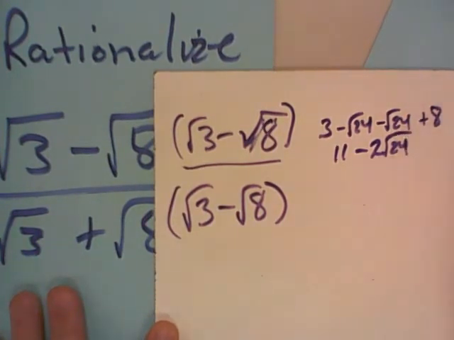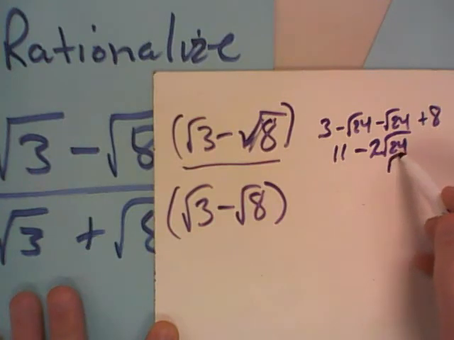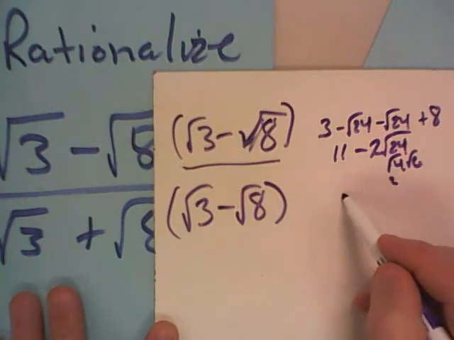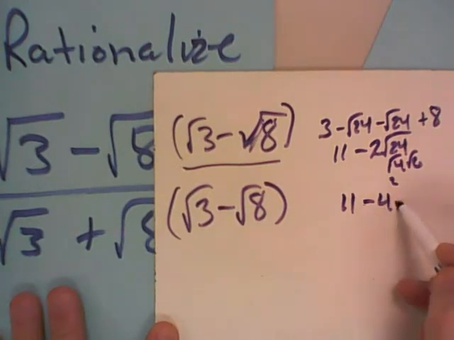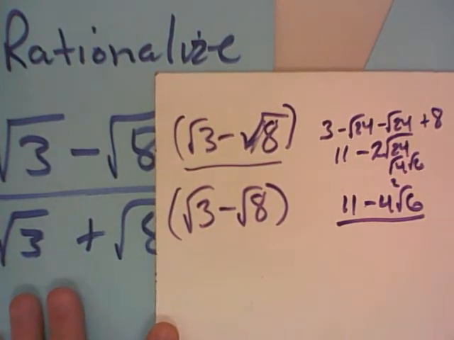But radical 24 can be simplified. That's the same thing as the square root of 4 times the square root of 6. And the square root of 4 we know is 2. So this is 11 minus 4 radical 6 on top.